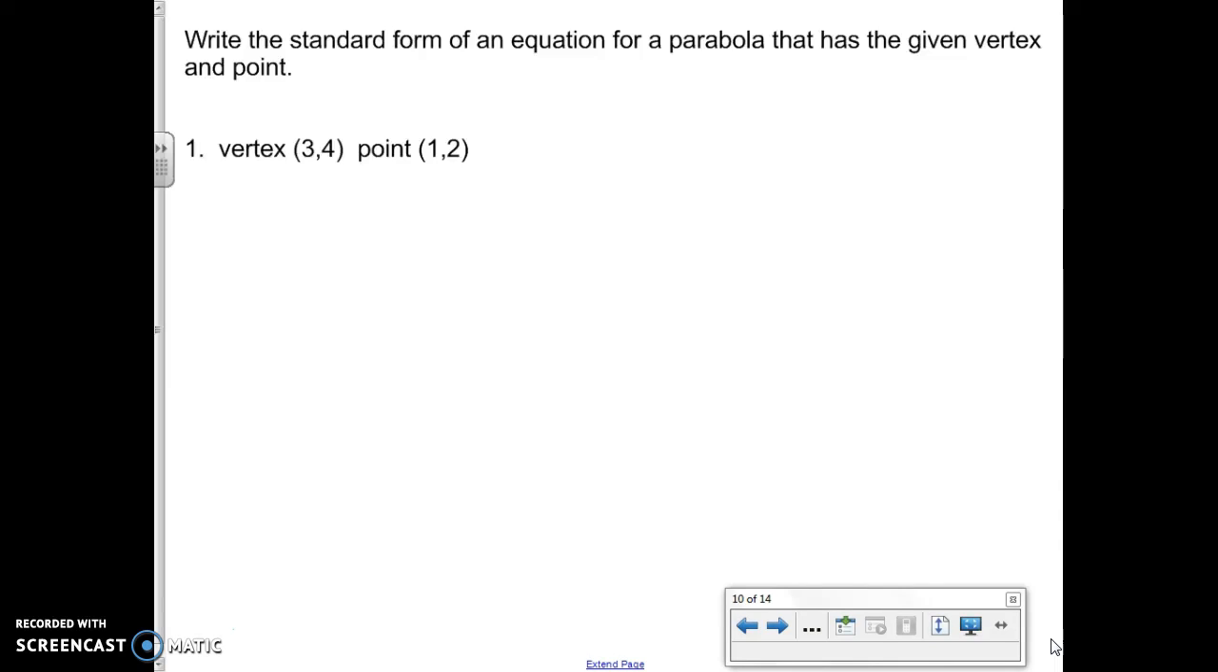Another item we are going to be asked to do in this section is to write the standard form of an equation for a parabola given a vertex and a point. Well, these are not so bad, because if we just recall that y is equal to a times (x minus h) squared plus k, there's h, there's k, this is just an x, and this is just a y. All we're going to do is plug those values in. The only thing we don't know is a, so we do need to solve for a.